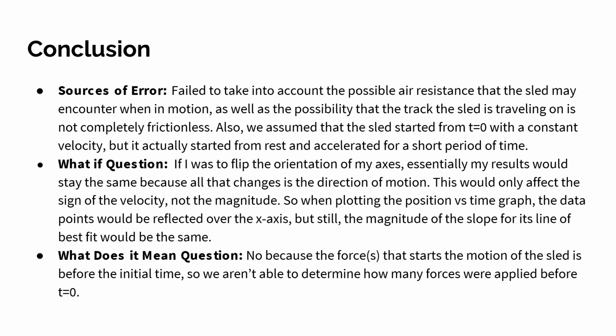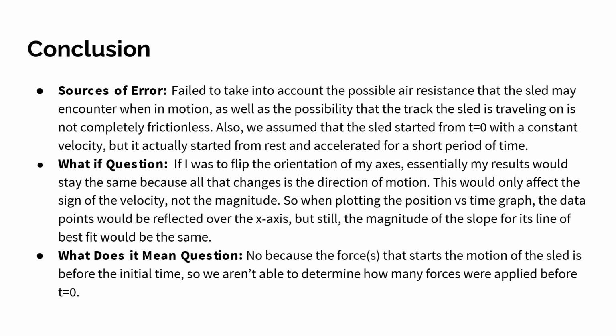Possible sources of error are that we failed to take into account the possible air resistance that the sled may have encountered while in motion, as well as the possibility that the track the sled is traveling on is not completely frictionless. Also, we assume that the sled started from t equals 0 with a constant velocity, but it actually started from rest and accelerated for a short period of time.